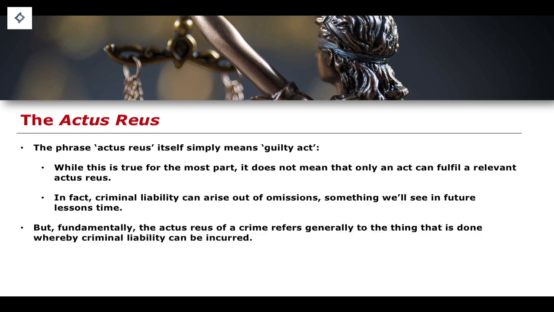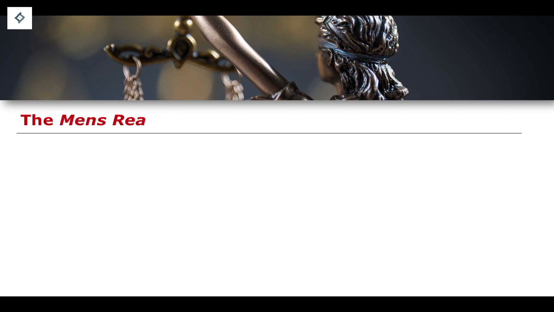But fundamentally, the Actus Reus of a crime generally refers to the thing that is done where criminal liability is incurred. So if we are talking about theft, it is the appropriation of a particular piece of property. If it is, like I've said, murder, it is the homicide element, the killing of an individual, ending a person's life.